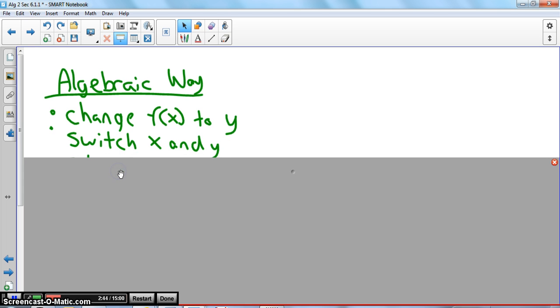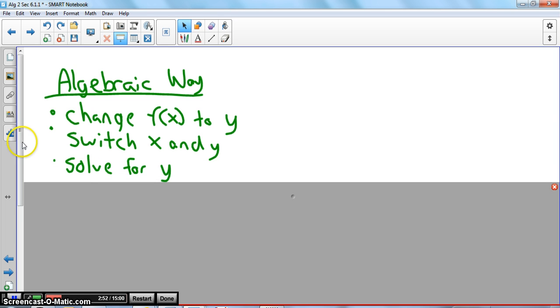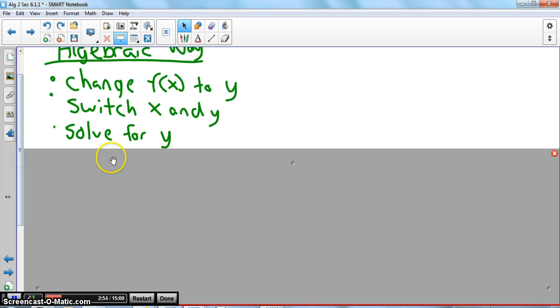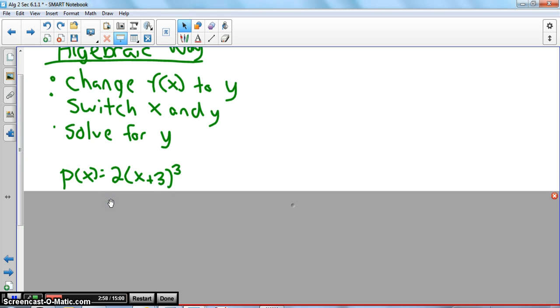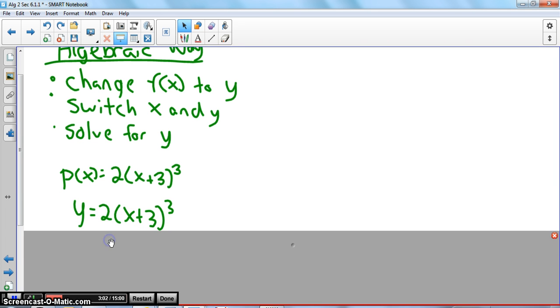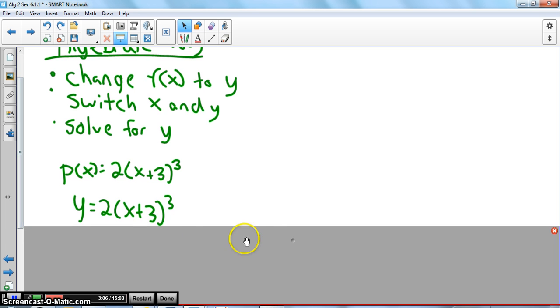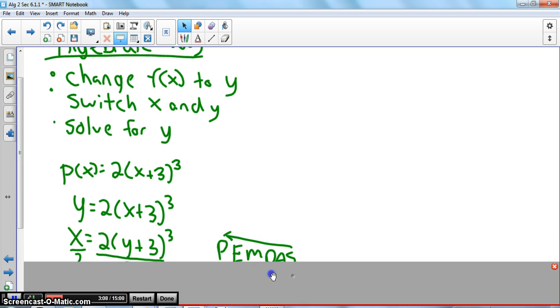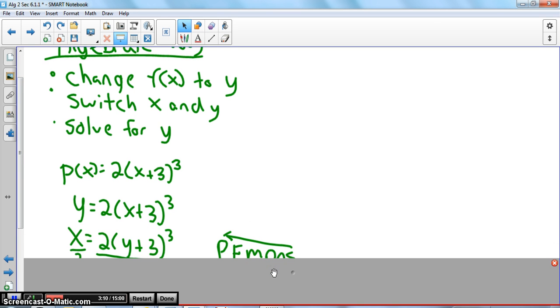Then you're going to switch our x and y, because if you remember from yesterday, we looked at the tables and the x and y values were switched. And then we solve for y using our order of operations backwards. So following along, here's our p of x equation. We're going to change p of x to y. Going to switch x and y, and then do my PEMDAS backwards to solve for y.